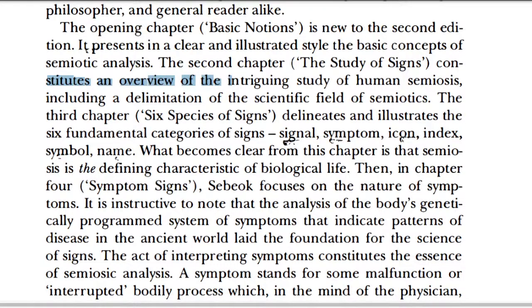All right, so we're going over semiotics. Let's continue. The study of signs constitutes an overview of the intriguing study of human semiosis, including a delineation of the scientific field of semiotics. The third chapter, The Six Species of Signs, delineates and illustrates the six fundamental categories of signs: signal, symptom, icon, index, symbol, name. Let's think about these for a second. What are some signals that you can think of that have a semiotic meaning, right?